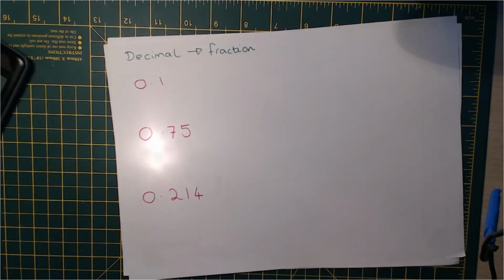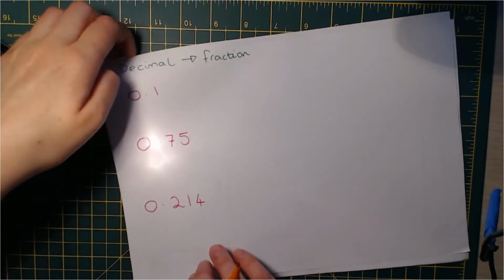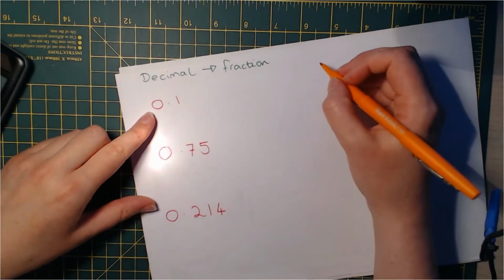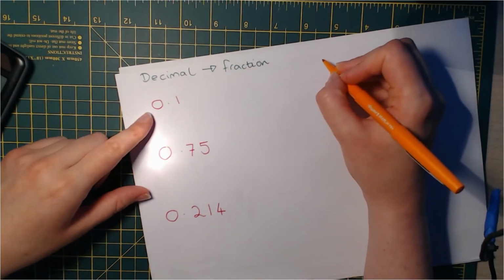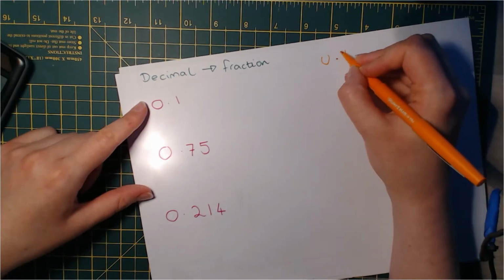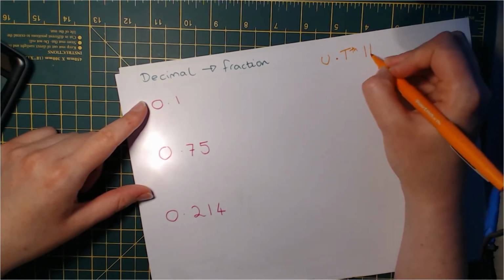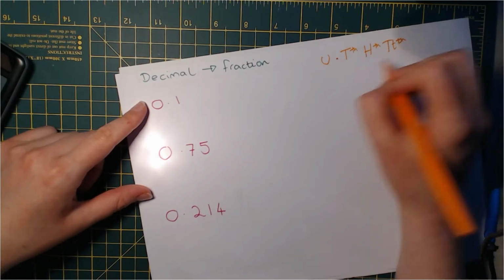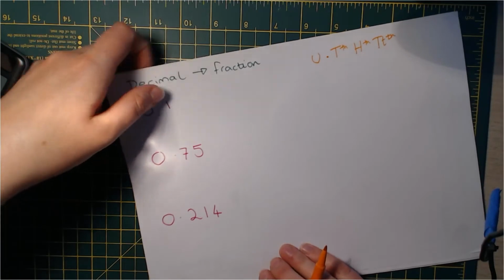So the next one, decimal to fraction. Oh, I like this one as well. I think I like them all. I have to, I'm a maths teacher. So this one here, I'm going to write a little kind of key up here. So we've got our units, a bit of place value, tenths, hundredths, thousandths, and so on.